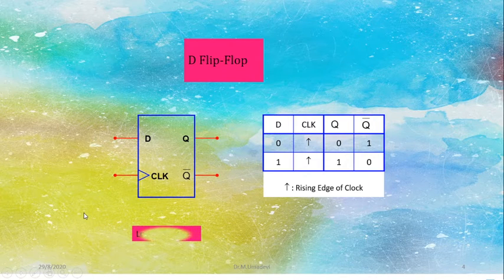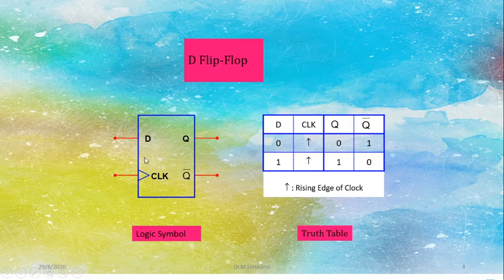And this is the symbol for D flip-flop and its truth table. D flip-flop has only one input along with a clock, and Q and Q bar are the outputs. When D is equal to 0 for the rising edge or positive edge, Q is equal to 0. When D is equal to 1, Q is equal to 1. As I told you, the output is the same as the input. Then Q bar is automatically the inverse of Q: 0, 1, 1, 0. This is for the rising edge of the clock pulse.